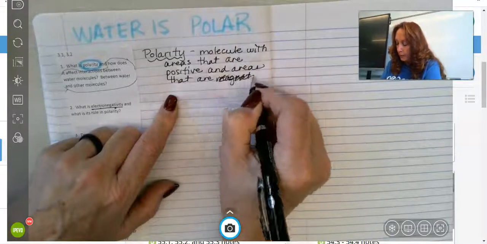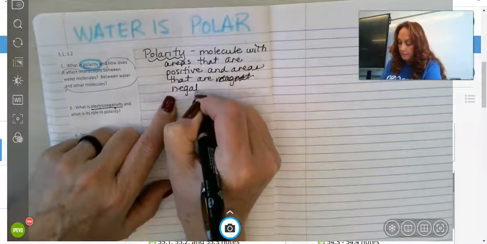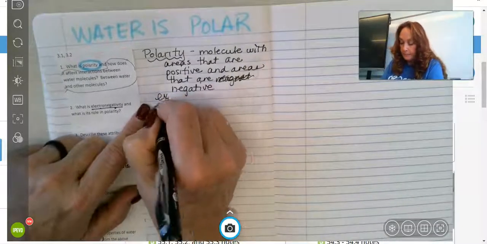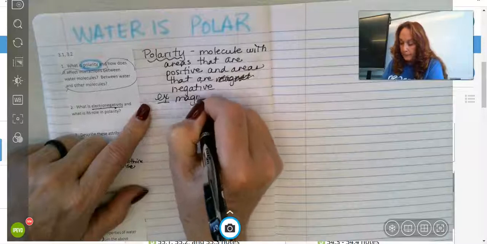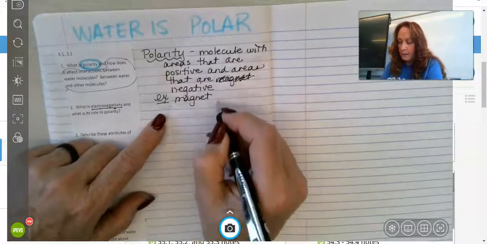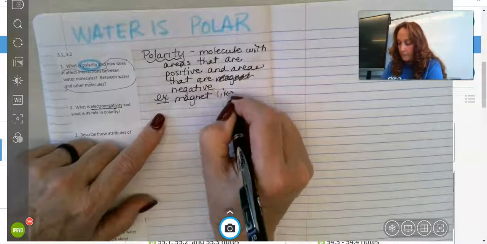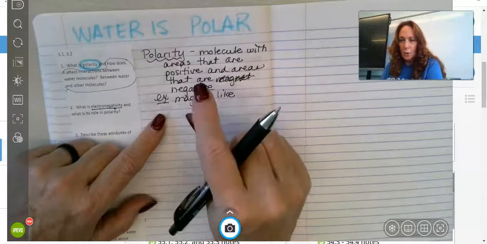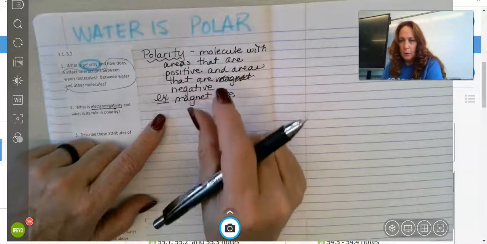Whoops, I wrote it out. Negative. That's what my brain was thinking. It's like a magnet. Now that's not a molecule. That's just an example. It's magnet-like. And so it's going to have this need to orient itself in a particular way.